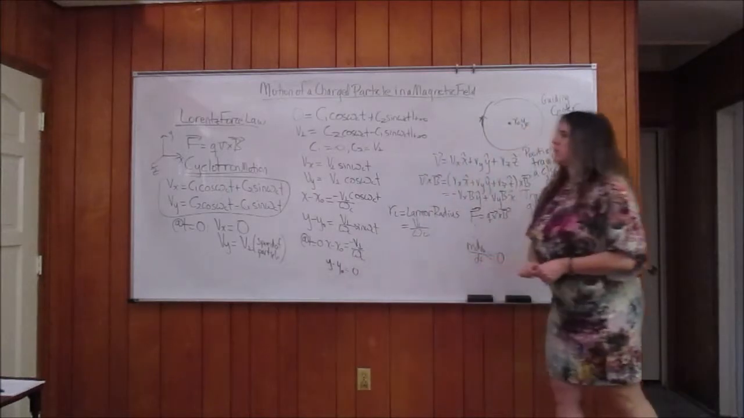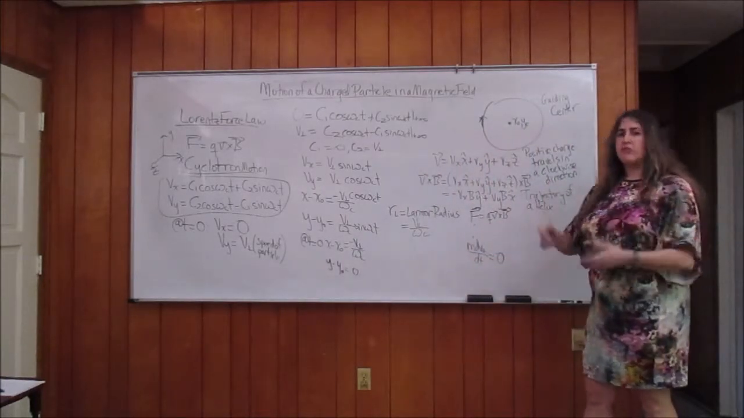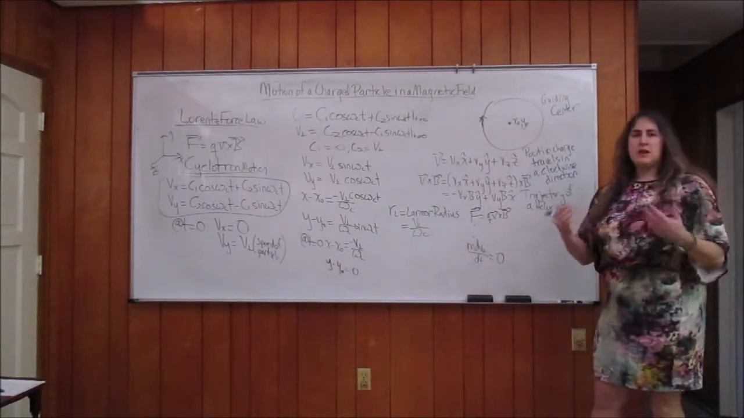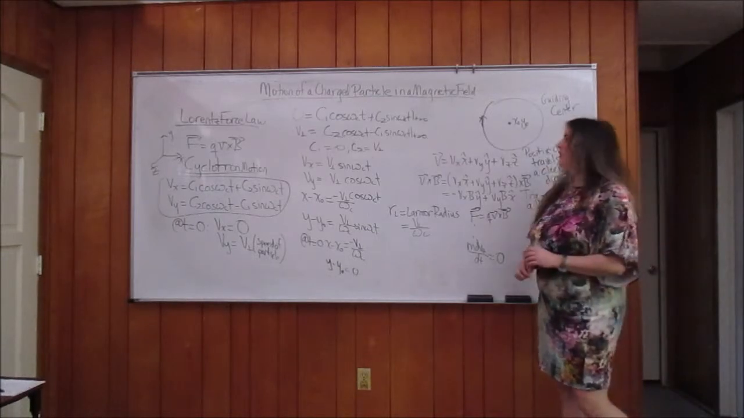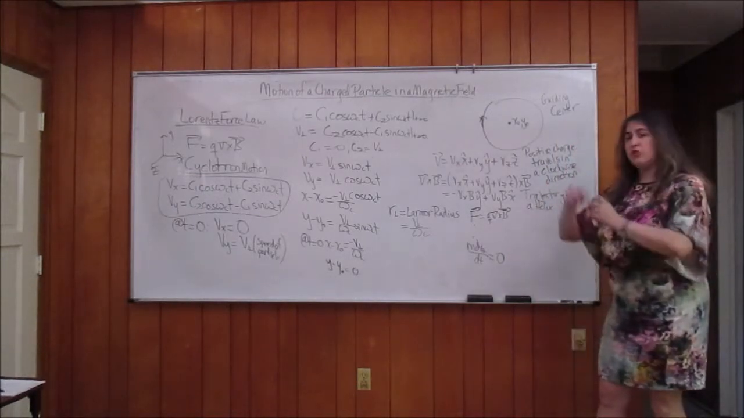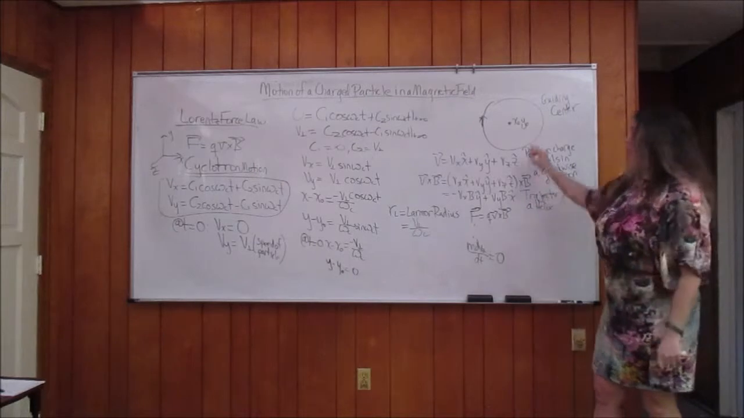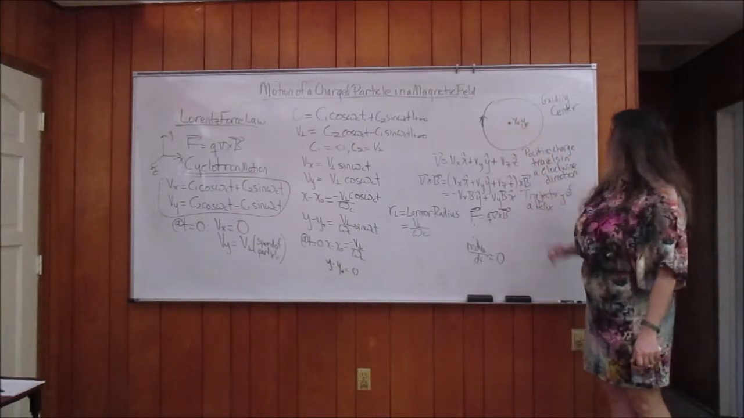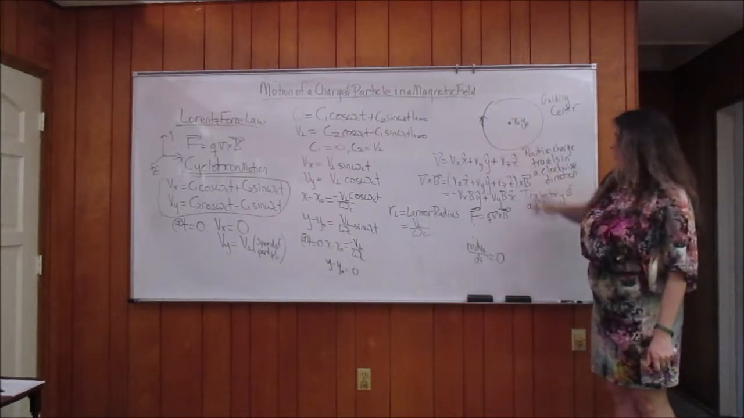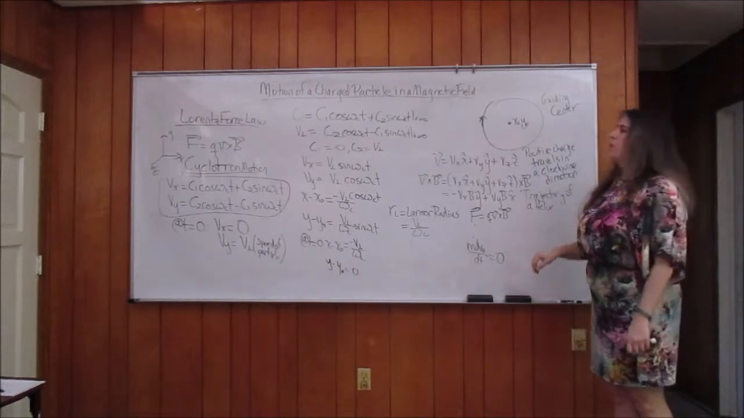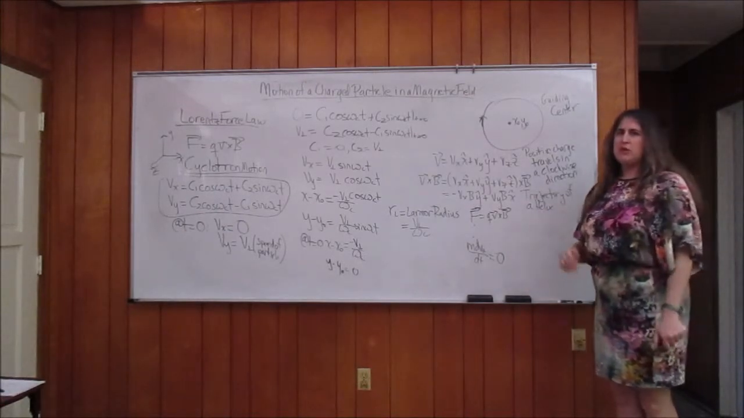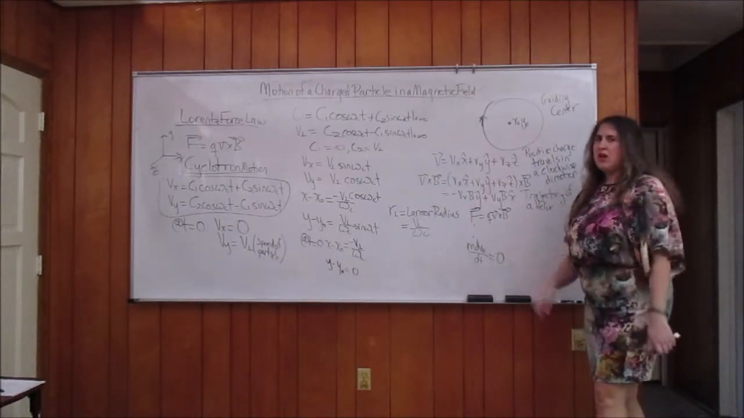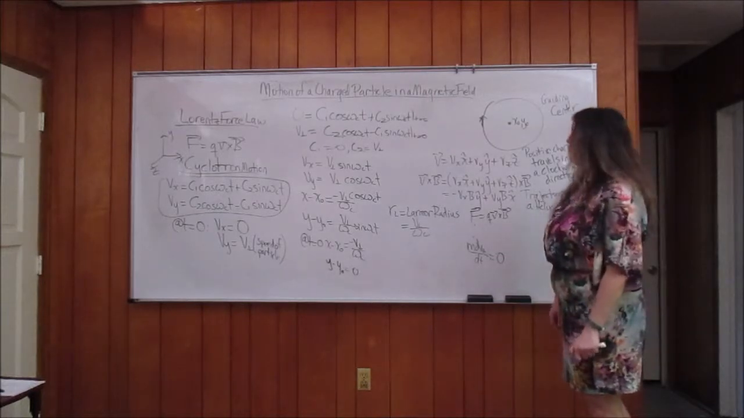So here's the thing. Magnetic fields can't speed up or slow down particles. So magnetic force does no work on charged particles. It can turn the orientation, as we see here with the cyclotron motion, or with helical motion, but it can't speed up or slow down. We need to have some other force, another electric force, to do that.